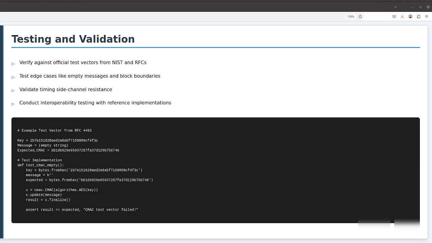Unit testing should cover edge cases systematically. Test with empty messages, single block messages, messages that are exactly multiple blocks long, and messages with partial final blocks. Test with different key sizes if your implementation supports multiple key lengths. Test subkey generation independently to ensure K1 and K2 are computed correctly. These subkeys are critical to security, and errors here can completely compromise CMAC.